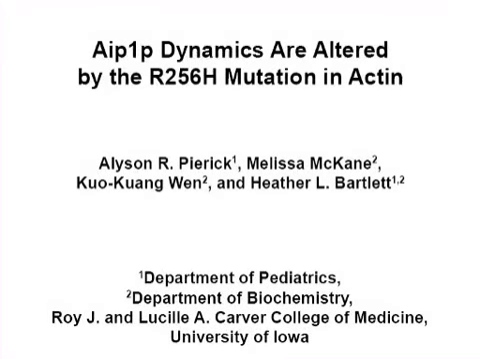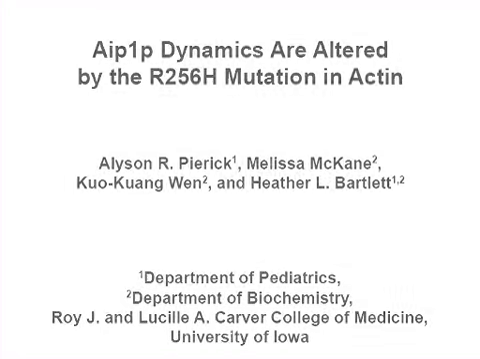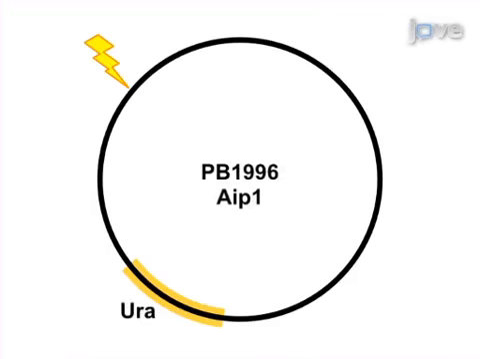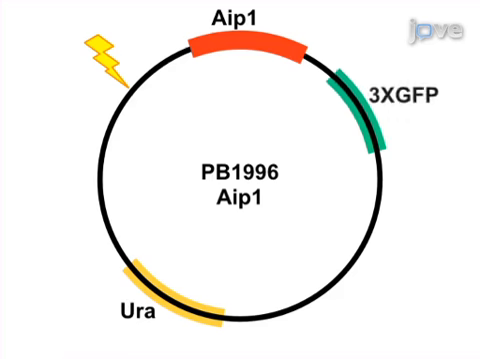The overall goal of this procedure is to visualize the movement of the actin binding protein in yeast that express a mutant actin isoform. This is accomplished by first making a plasmid encoding the actin interacting protein 1, or Aip1p gene tagged with the 3x green fluorescent protein fluorophore.